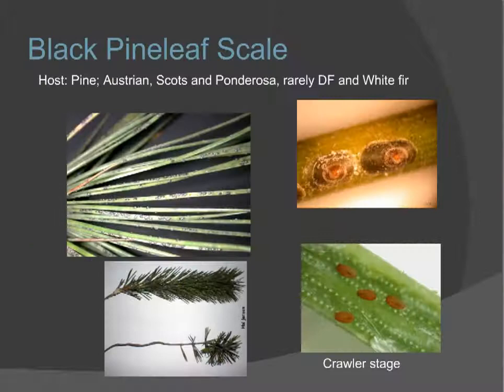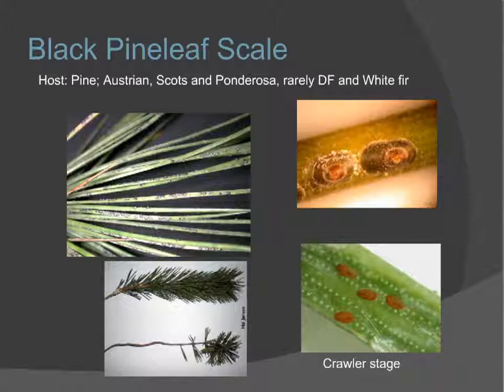Black pine leaf scale, this is one that we've been having some trouble with over the last 5 or so years in the valleys. And what you might see when you're driving by is a tree that's starting yellowish, and at the bottom picture there, you'll see where you've got just the newest growth clinging on. So you get sort of this tufted appearance to the tree. And then if you get closer, you'll find the black or grayish bumps on the needles.